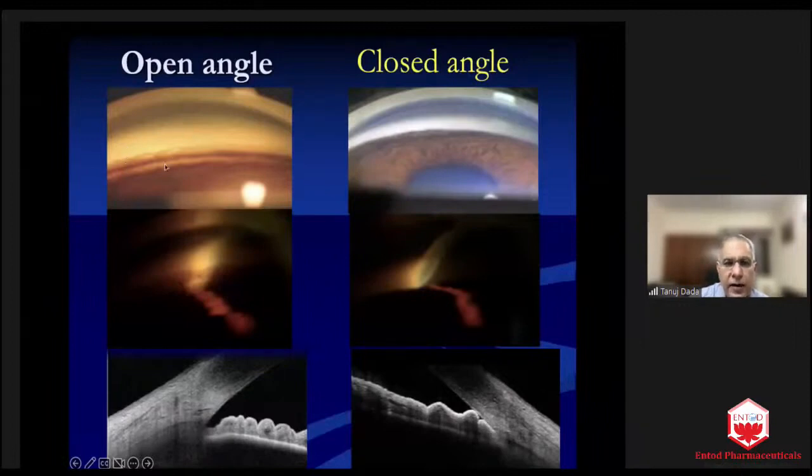So this shows an open angle. You can see this structure is the pigmented trabecular meshwork, the portion of the angle which is draining aqueous. If you contrast this with this picture here, you can see the trabecular meshwork is blocked. If the drainage channel is blocked, that is angle closure, and if the drainage channel, the trabecular meshwork, is open, that is open angle. The initial treatment is totally different in these two conditions, because here you need to do laser iridotomy and here you need to do medical therapy. This is the primary purpose of gonioscopy, to distinguish open angle glaucoma from angle closure glaucoma.